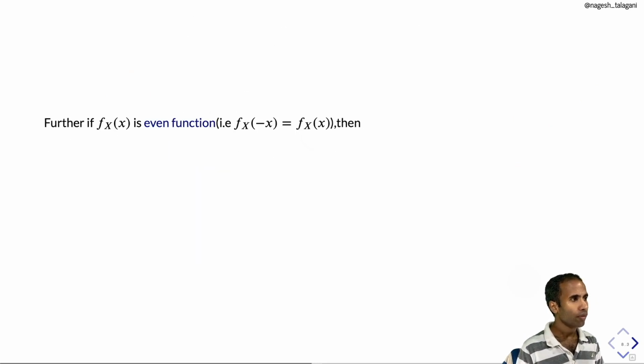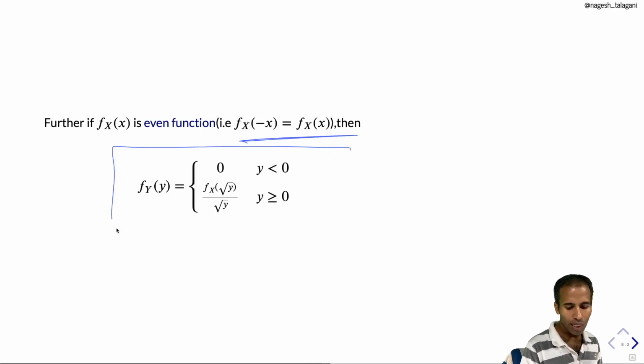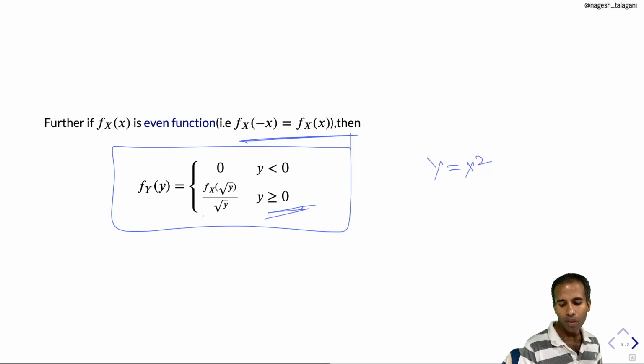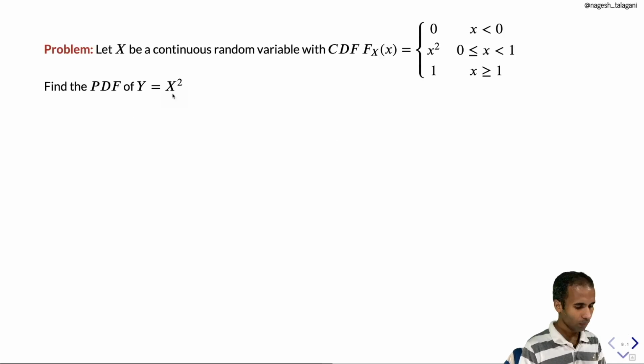Next, if f is an even function, that is, f of minus x equals f of x, we have the PDF of y equal to 0 when y is less than 0, and f_X of root y by root y when y is greater than or equal to 0, when we have our transformation y equal to x square. This is the thing.